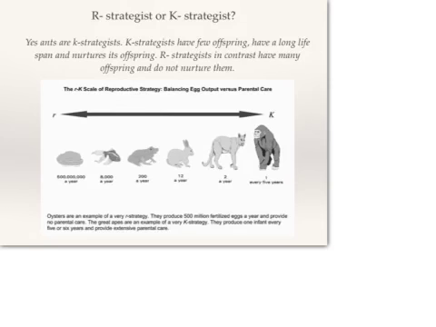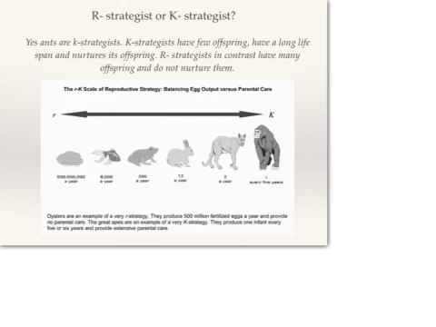K strategists have few offspring, have a long lifespan, and nurture their offspring. R strategists, in contrast, have many offspring and do not nurture them. The reproduction of mice follows an R selection strategy with many offspring, short gestation, less parental care, and a short time until sexual maturity. In K selection theory, selective pressures are hypothesized to drive evolution in 1 or 2 generalized directions.